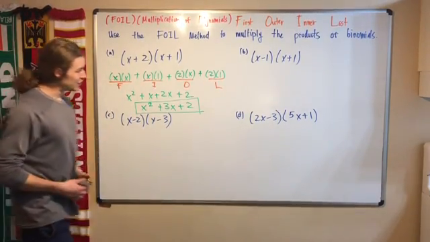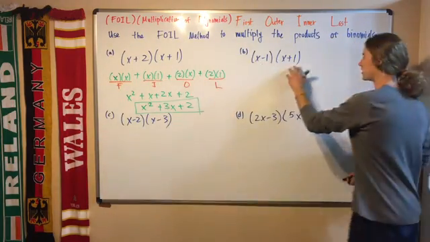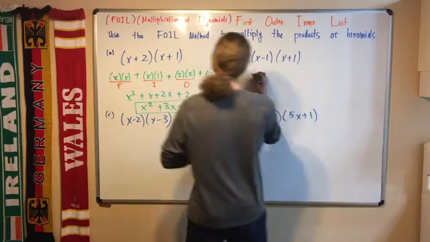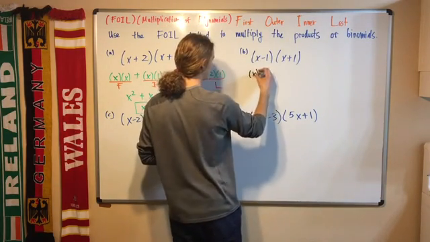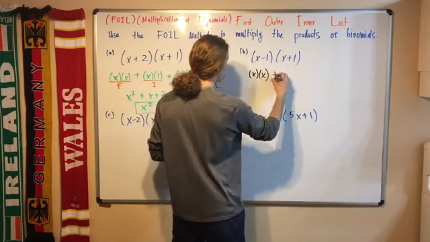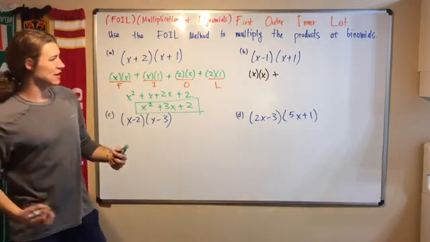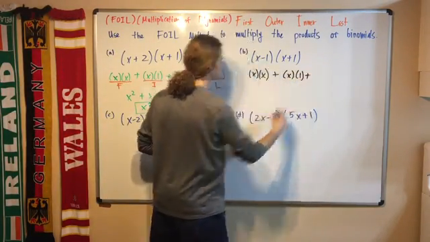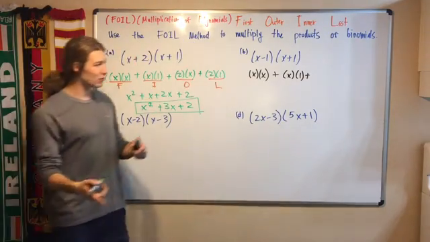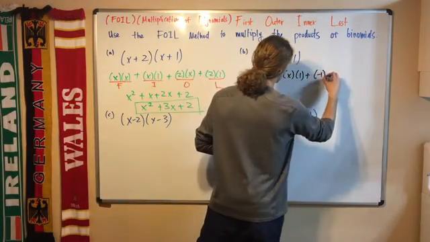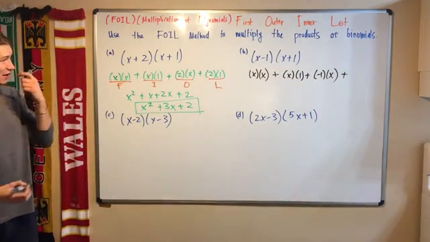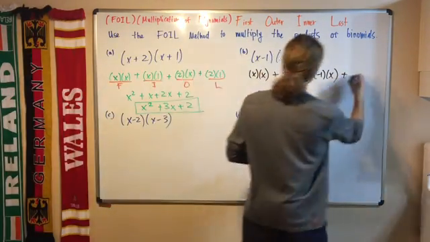Let's look at B now. B has the product of x minus 1 and x plus 1. So let's use the FOIL method. Let's multiply the first terms in each binomial, that's x and x. Add to that the product of the outside terms, that's x and 1. Add to that the product of the inside terms, that's negative 1 and x. And add to that the product of the last terms, that's negative 1 and negative 1.